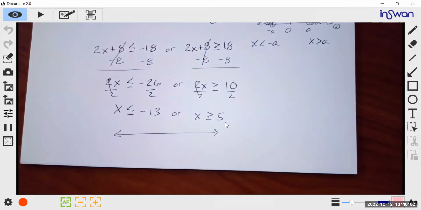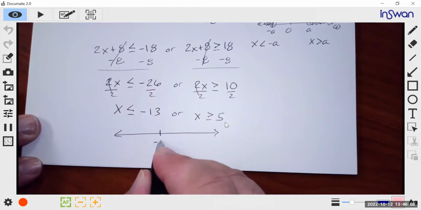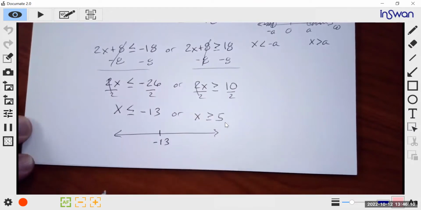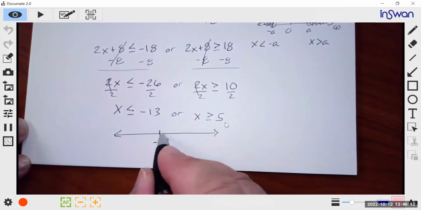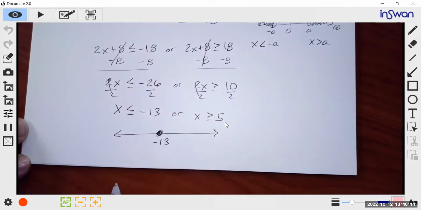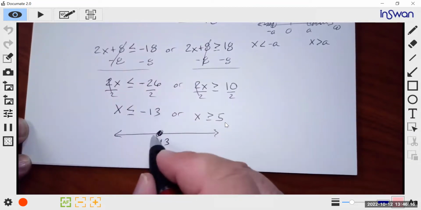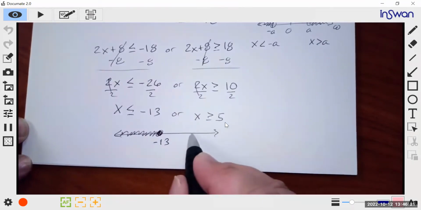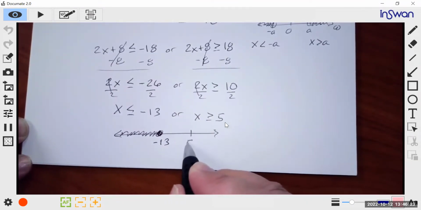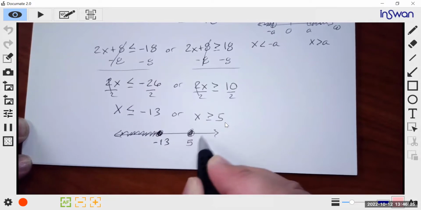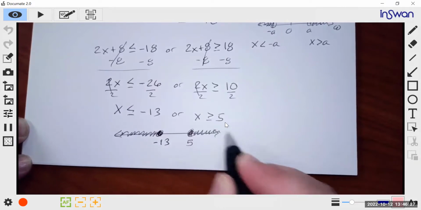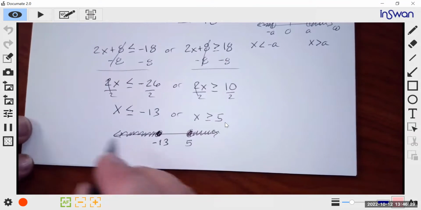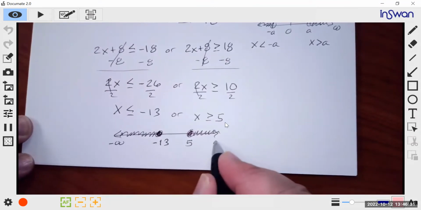What's the graph going to look like? So we start at negative 13. Open or closed circle? Which direction does it go? To the left. And then the 5 is also closed. This one goes to the right. So this one goes to negative infinity, this one goes to positive infinity.